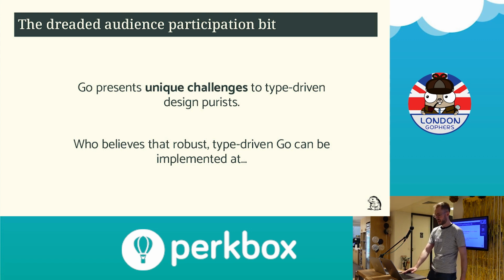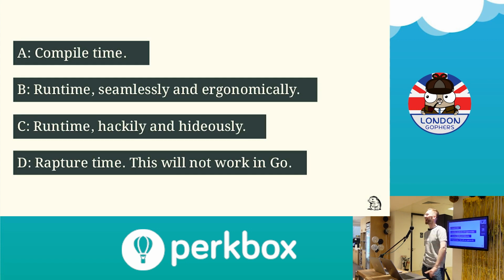Good luck. So there is some audience participation. Those of you who've chosen to sit at the back, well done, good option. Those of you at the front, less so, because here is where I'm going to be looking for the hands. Given what we all know about Go and the Go type system, who believes that robust type-driven Go can in fact be implemented? A show of hands for A, at compile time. This is the gold standard for type-driven development. Literally no one? Oh, one, two. Yes, we know where the optimists are, and they're never sitting at the back. It's not how it works.